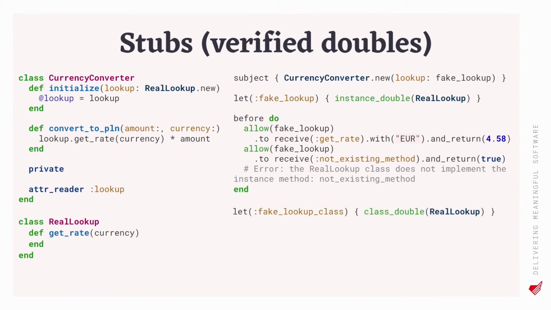Next to instance double, RSpec also comes up with something like class double, which allows you to stub not the instance method, but the class method. Something like def self dot something, right? So if you need to stub the class method, you can go with the class double method from the RSpec library.